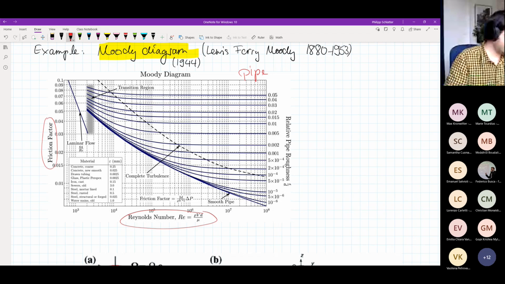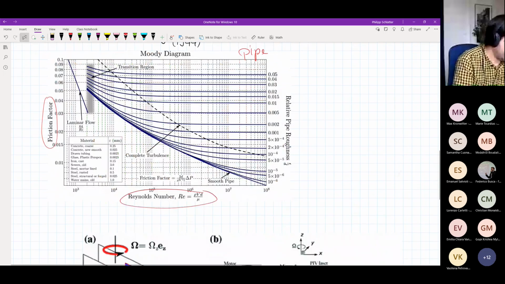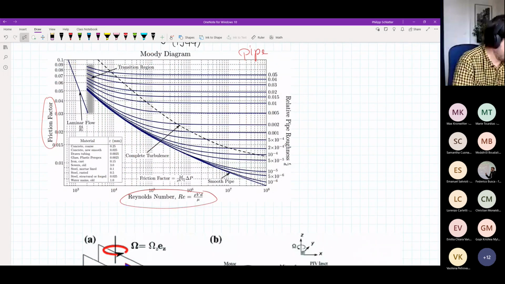On this axis, we have the friction factor. The friction factor, again, you can define in various ways. It's essentially a non-dimensional wall shear stress, but which is very similar to the CF that we have introduced here. And what does it show?